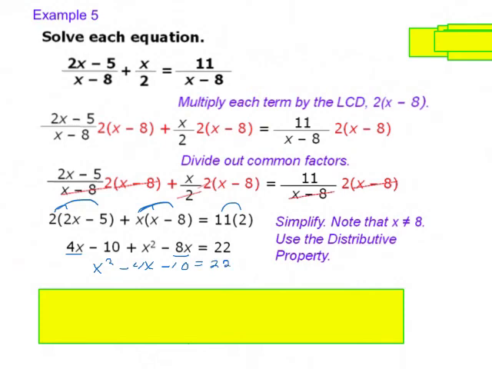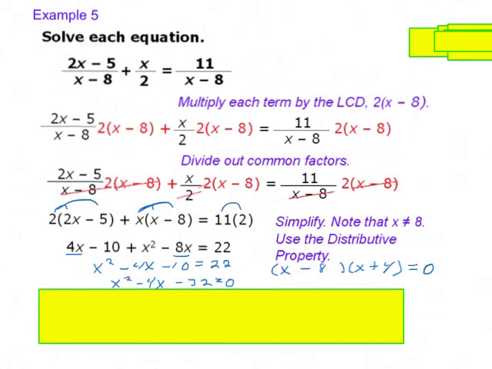Now, what do we do next? Well, if you said set it equal to 0, I agree. So it's going to be x squared minus 4x. Now, how do I set it equal to 0? Subtract 22. Yes, I agree again. So that's going to be minus 32 equals 0. Now, I have to figure out what factors of negative 32 will give me negative 4. Well, hopefully you can see it's going to have to be x minus 8 and x plus 4. And that is set equal to 0.